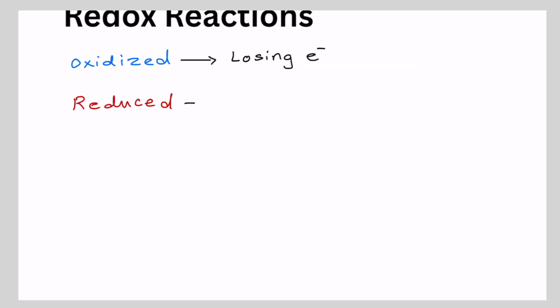Now in a redox reaction, we have something that's getting oxidized, and we have something that is getting reduced, and we need to try to learn the differences between these. In oxidation, a compound is losing electrons. So oxidation means losing electrons, and reduction means gaining electrons. And we're going to see this in some examples.